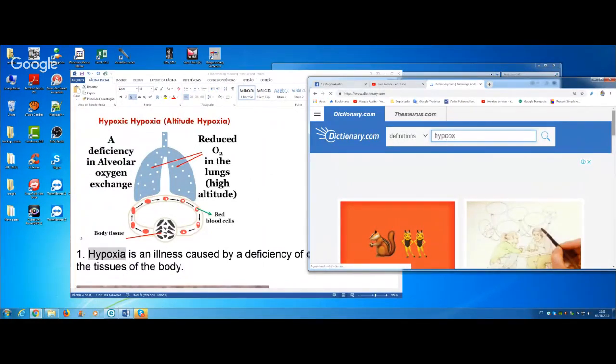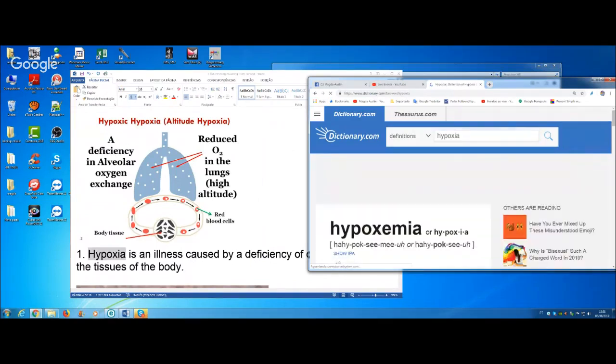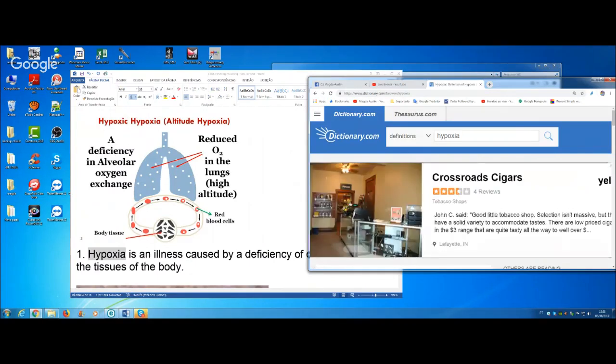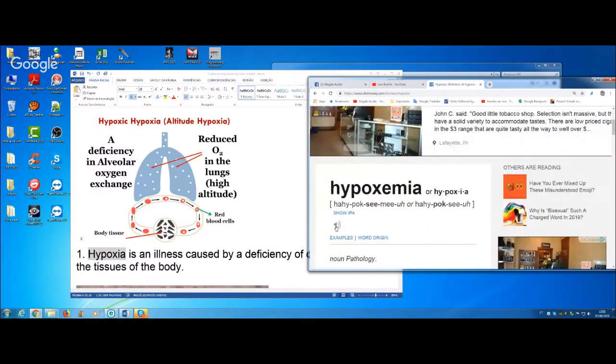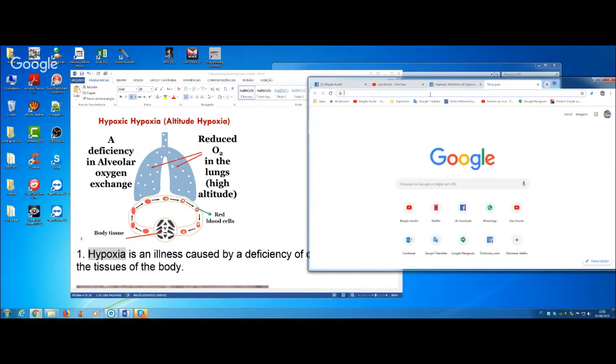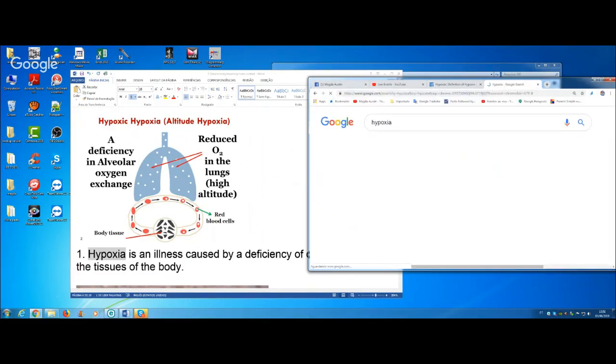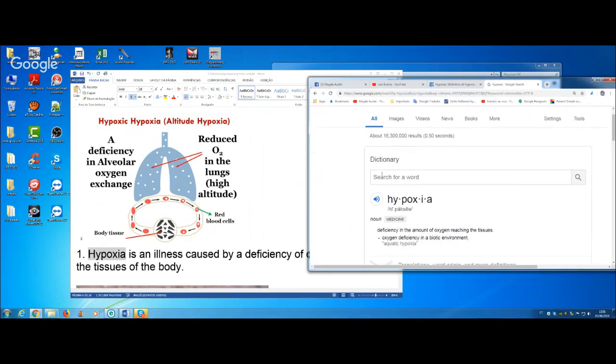Hypoxia. So let's confirm how you say hypoxia. Hypoxemia. Hypoxemia. Can you hear the audio? Yes, but it's spelled differently. It's not the same word. What we can do is give it to Google and see if Google gives us the reading. Hypoxia.